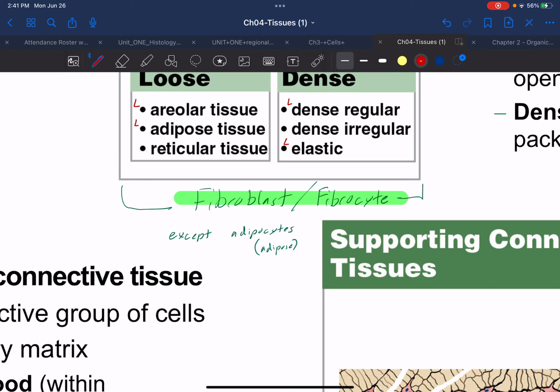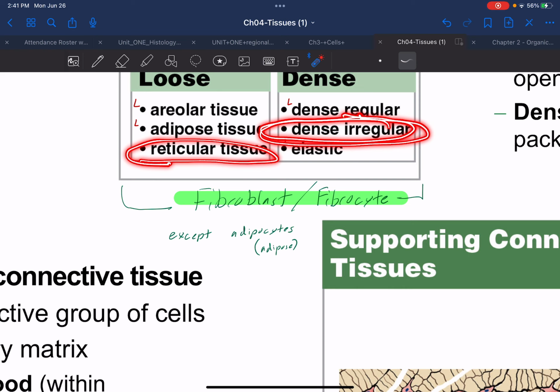And I put a little L there because those are the ones that you are supposed to know in lab. That's the one we're going to go over today. I know that in lab number 2, this is what we're going to do today. We're going to go over areolar, adipose, dense, and elastic. And for those of you that already had lab this morning, we didn't do areolar tissue. We didn't do dense irregular. Those are removed from the lab to make it a little bit easier to intro it and start it.